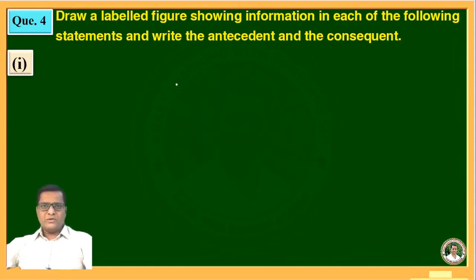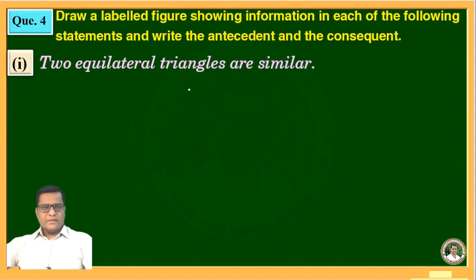Given and to prove. Two equilateral triangles are similar. Remember, this statement is not a conditional statement. Conditional statement means what? If and then form. In short, in if and then form.